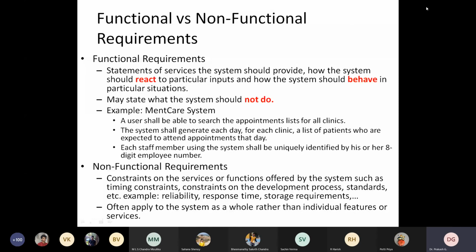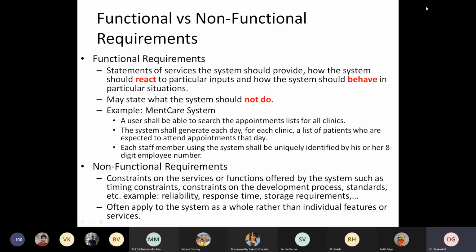Coming to the non-functional requirements, these represent the constraints on the services. Functional requirements represent statements of services the system should provide, whereas non-functional requirements provide the constraints. Constraints mean when the system will work, when the system will need some update. That is what I am mentioning: timing constraints. I told you it should not be 8 to 6 or 9 to 5, where after 5 o'clock the system will shut down. That is not a good way.